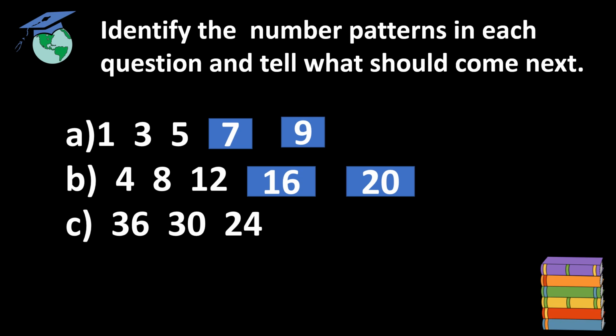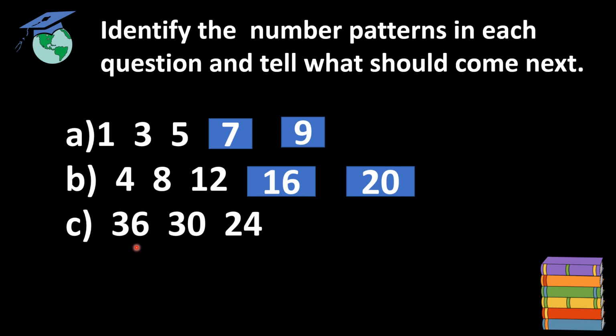Now let us see the next question. 36, 30, 24. You can notice that the numbers are decreasing. Before, the number was starting with the number 3. Then again it was 3. But then later on it became 2. You can notice the number is decreasing. That means whenever the number is decreasing, you have to count backward. That means you have to reduce the number.